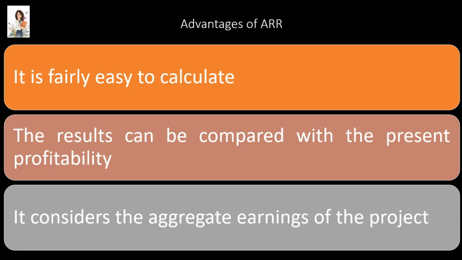We'll now take a quick look at the advantages and disadvantages of ARR. ARR method of investment appraisal is relatively easy to calculate. It gives the expected profitability of a project, and this can then be compared with the present profitability or return on capital employed of the business. ARR considers the expected total earnings over the whole life of the project, unlike the payback period, which considers cash flows only till the date of payback.